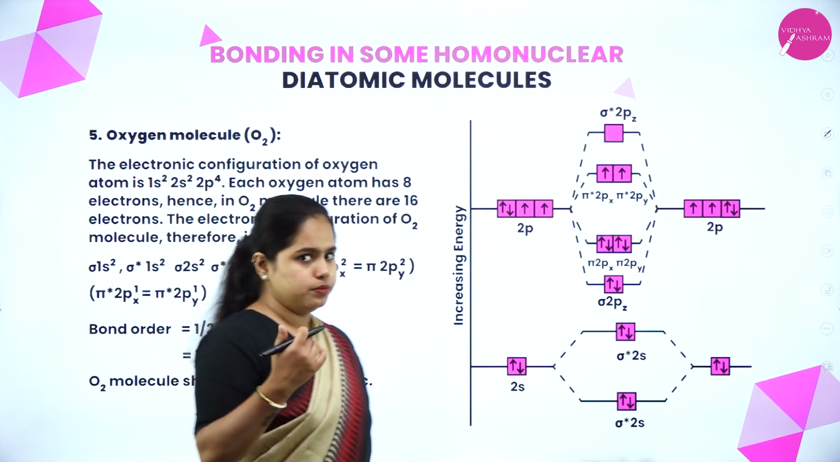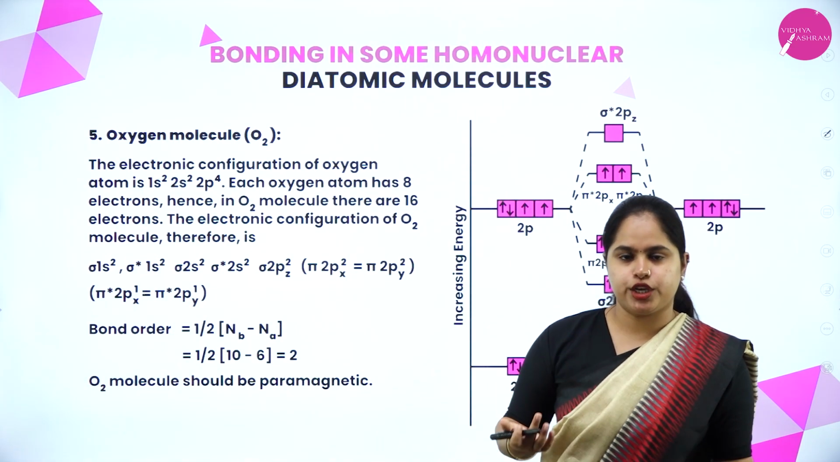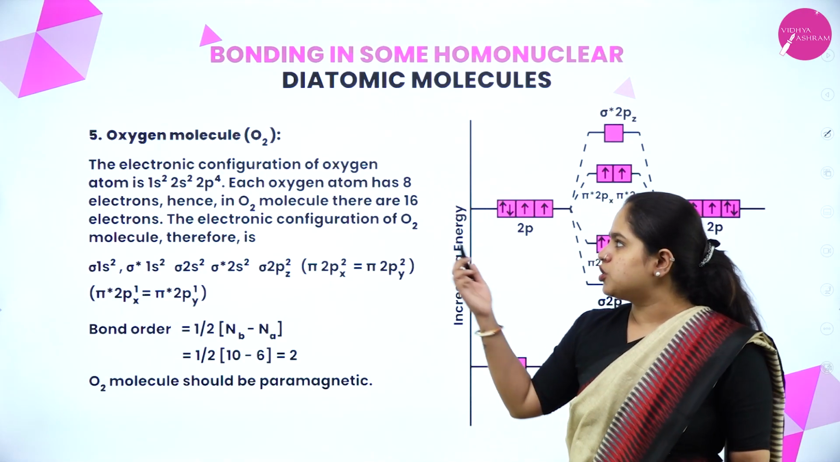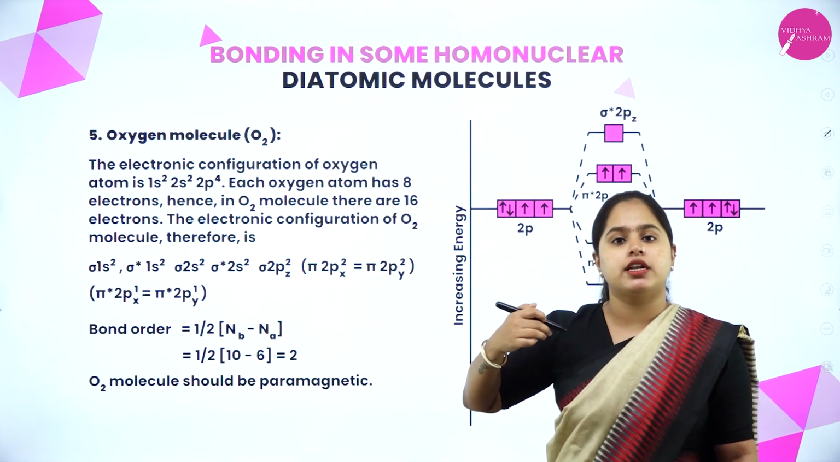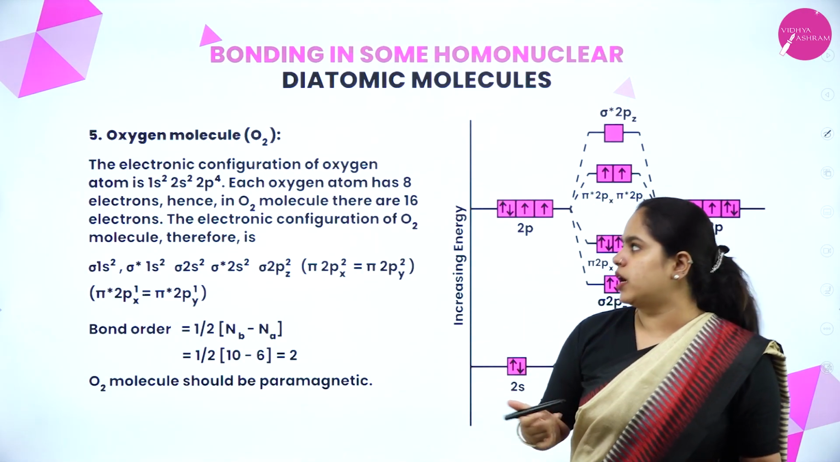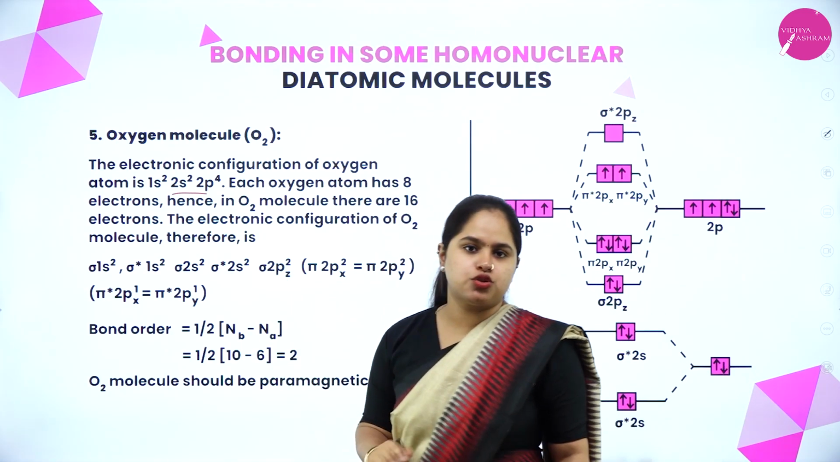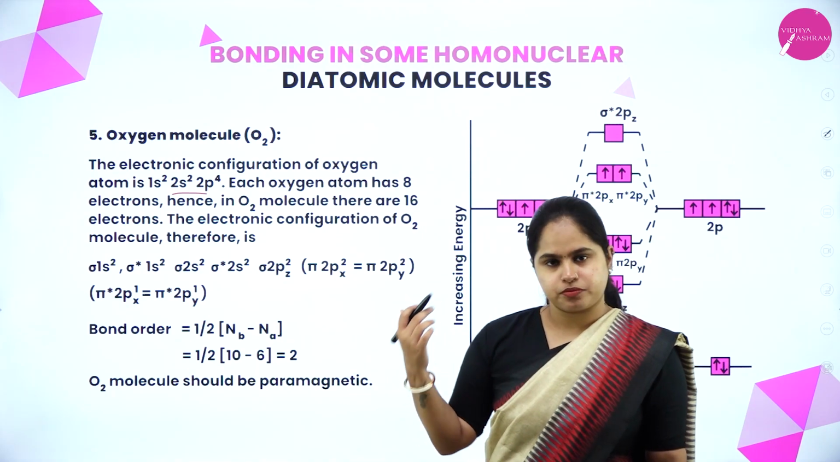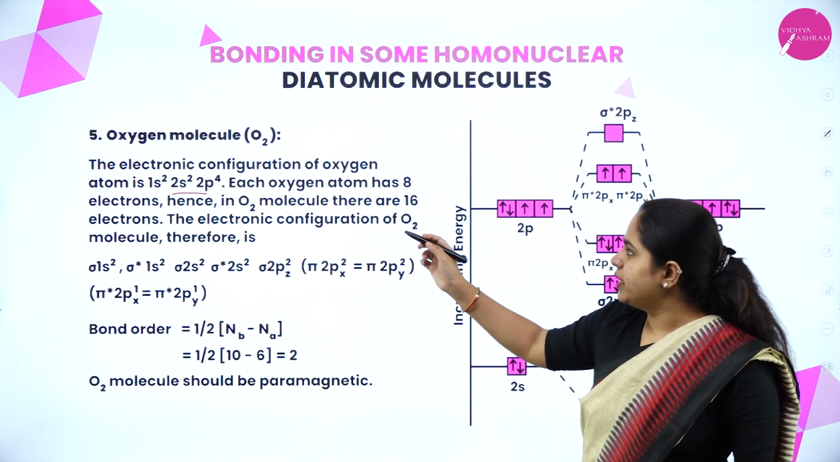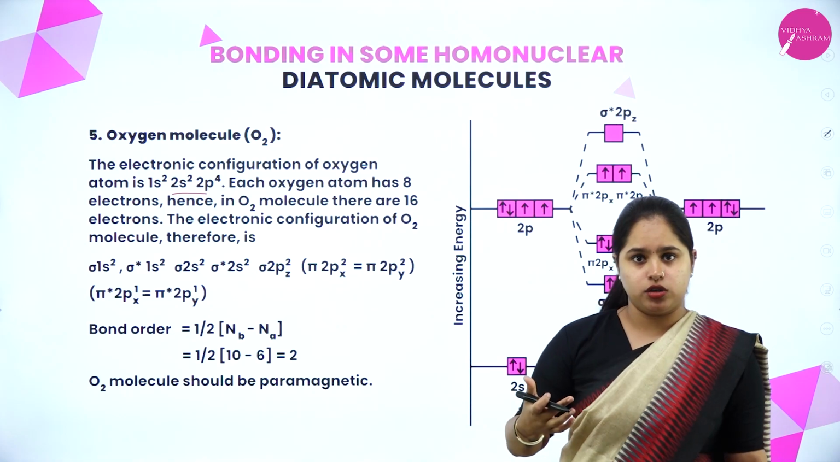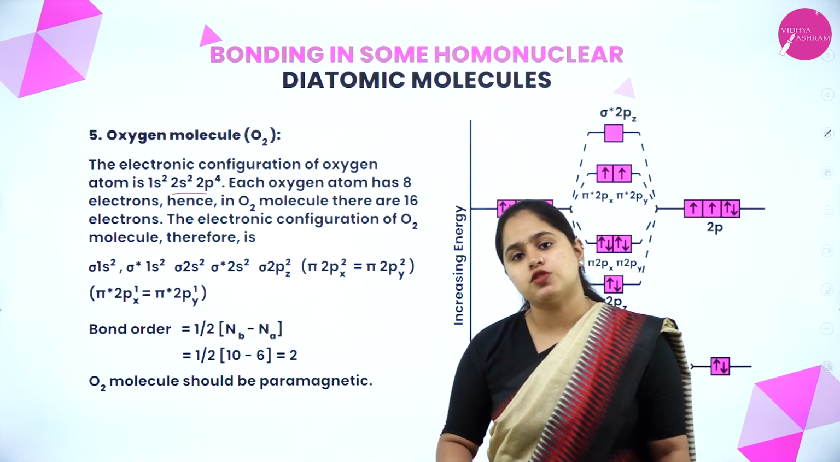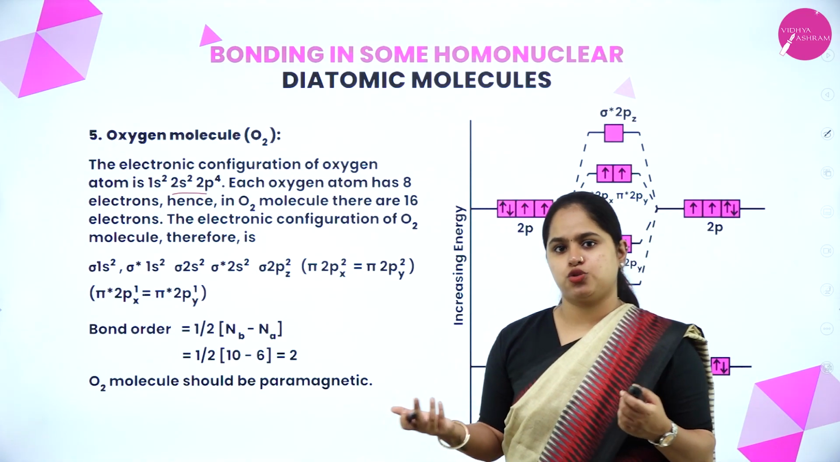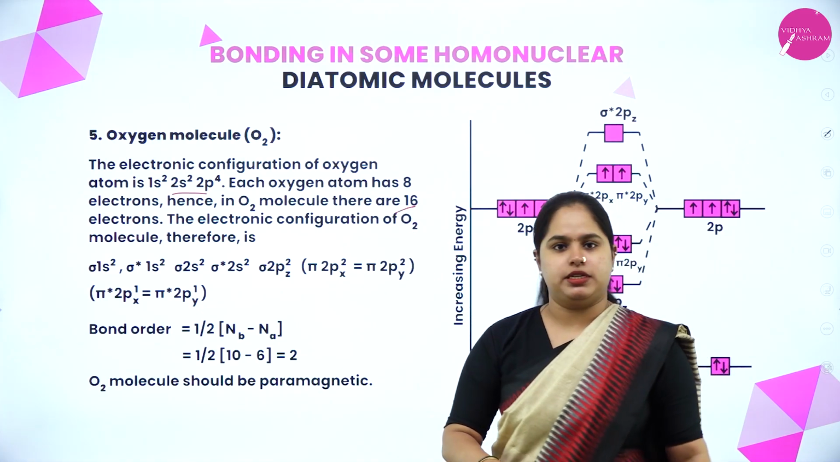Now moving on to the last diatomic molecule, that is oxygen. Okay, so in the case of oxygen, the electronic configuration of the oxygen atom in its ground state is 1s2, 2s2, 2p4. Atomic number is 8. Now each oxygen atom has 8 electrons in total. So how many electrons will be there in the oxygen molecule? 8 into 2, that is 16 electrons will be present, right?